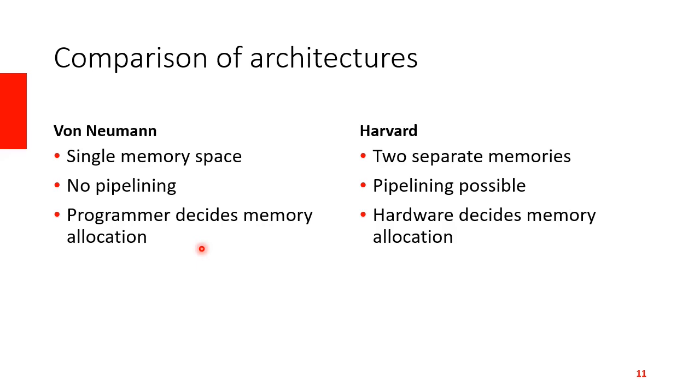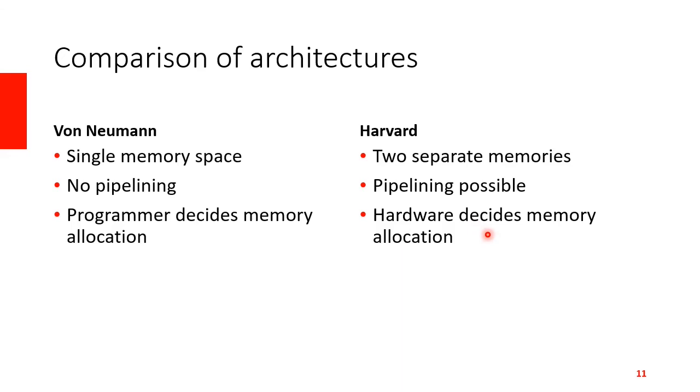But as opposed to that, if you are using a Harvard architecture machine, the data memory and program memory are two different memories. So before buying the device, you need to decide how much program memory you need and how much data memory you need. So the hardware decides the memory allocation. That is one kind of disadvantage we have when using Harvard architecture compared to the von Neumann architecture.